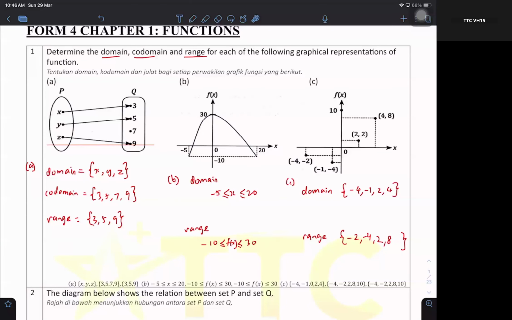Oh yeah, sorry, there's another point here. This point, the x is 0, the y is 10. So I missed out a 0 and a 10. I saw this point, this point, this point, but I didn't see this point. So you just add on. The x is 0, the y is 10. This point is (0, 10). Okay, next question.